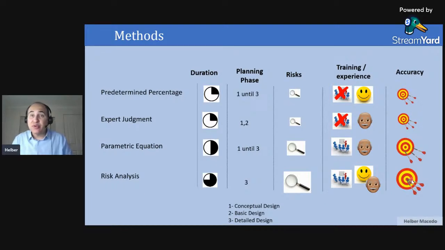And finally, about the accuracy. Of course, this is what I believe, from my experience. When you use these first techniques, the accuracy is not so good. But when we move to risk analysis, this is my view, it is the best way to estimate your contingencies, to have the best accuracy of contingencies for your project.